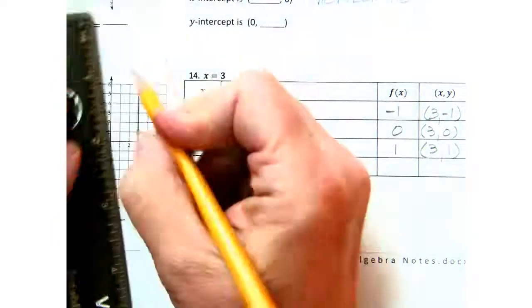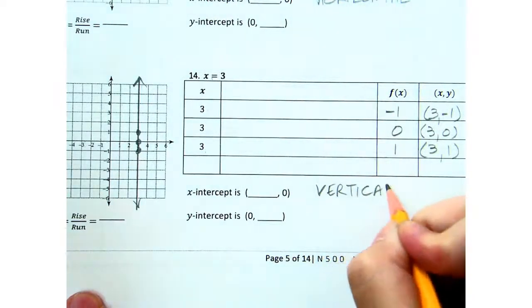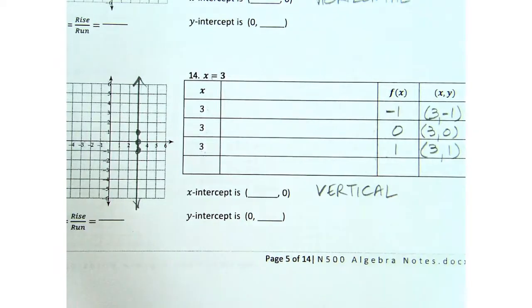Notice that this is a vertical line. Anytime we have an equation that includes only x and no y, we will get a vertical line. When we have x equals a number, we'll get a vertical line through that number.